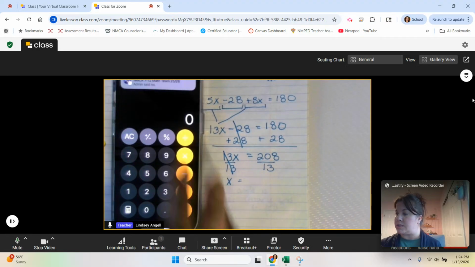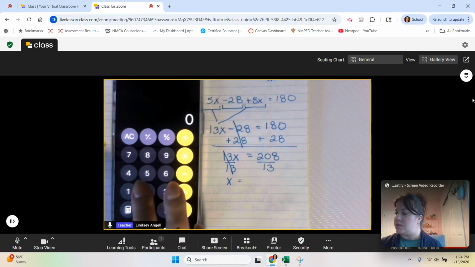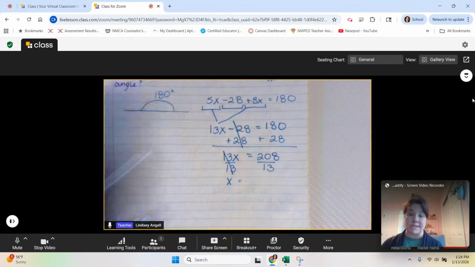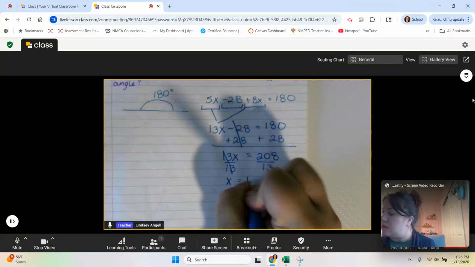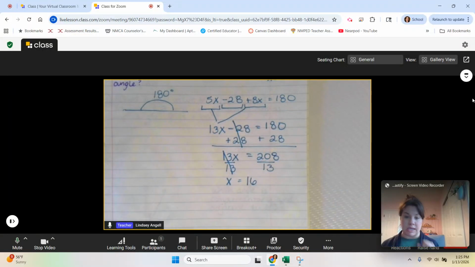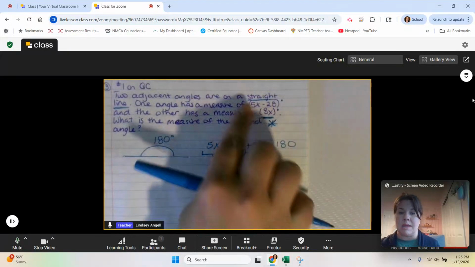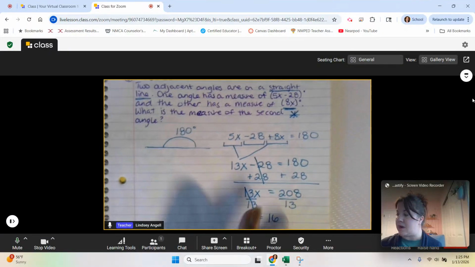We're going to do 208 divided by 13, which gives us 16. So x is equal to 16, but that is not our final answer. Remember, we needed to take that 16 and plug it back into this for our second angle.